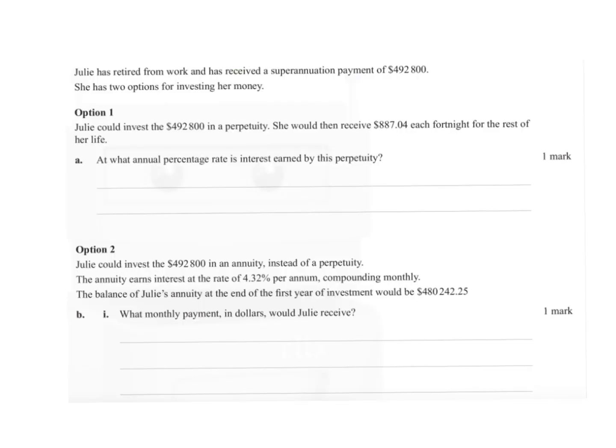Julie has retired from work and received a superannuation payout of $492,800. She has two options. Option one, she could invest this money in a perpetuity, so that's a negative PV, and she would receive a positive payment each fortnight, so PPY equals 26, for the rest of her life. What is the annual interest rate earned by this perpetuity?